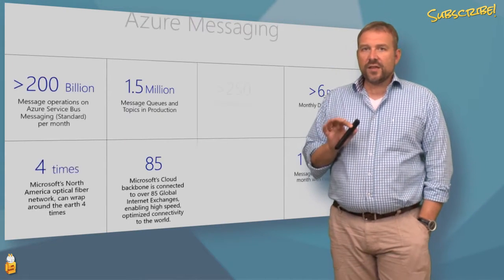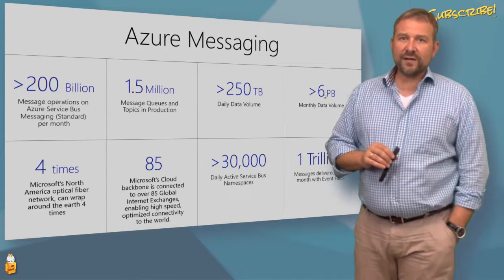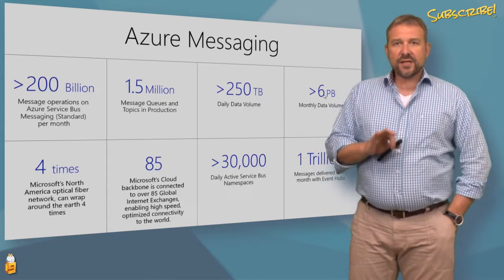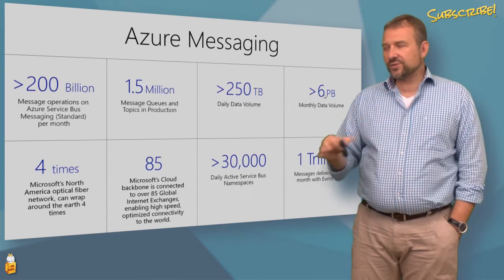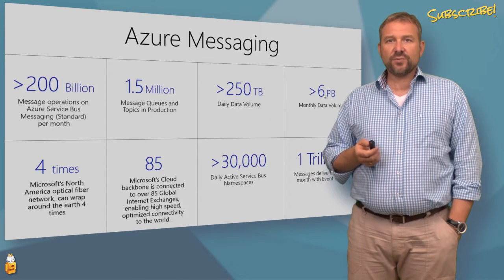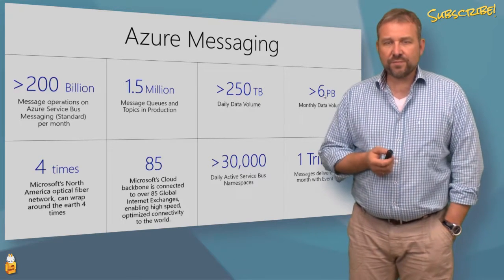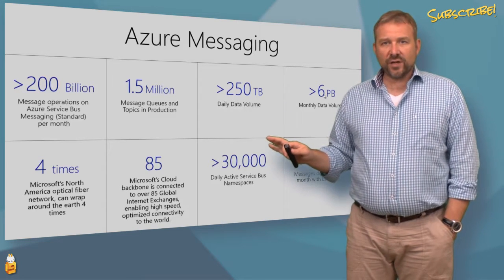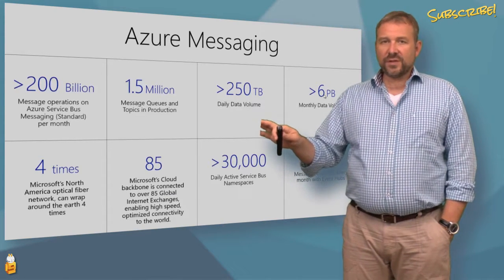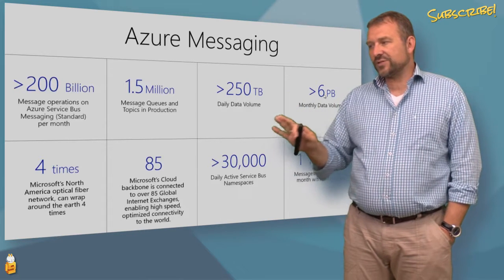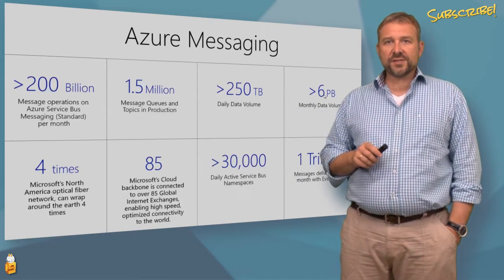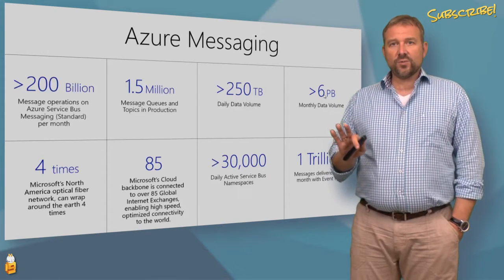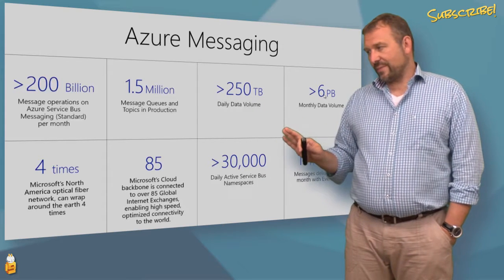In terms of the numbers for the cloud platform, we have hit some very nice milestones recently. Azure Event Hubs has managed to process more than 1 trillion messages per month. Just a few months ago, and we're already nearing 1.5 trillion now. Just a few months ago, we had 200 billion message operations on Service Bus Standard. So queues and topics, 200 billion a month, and we're nearing 250 billion very rapidly.